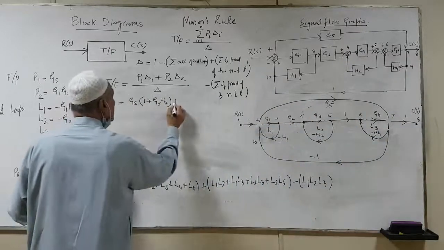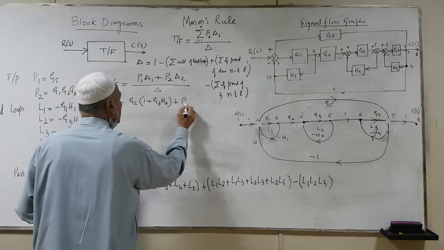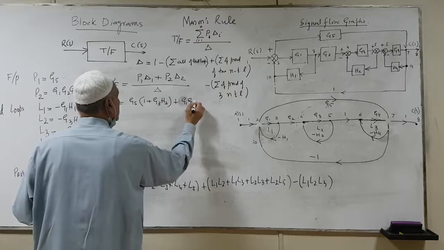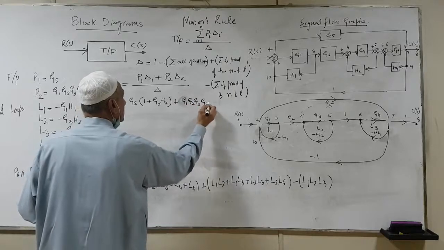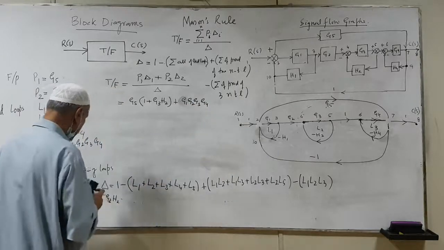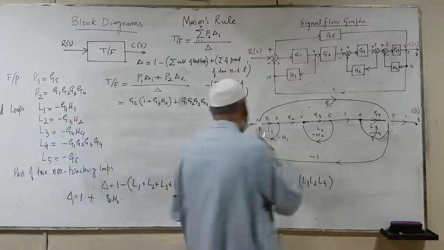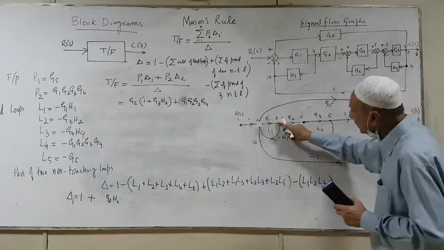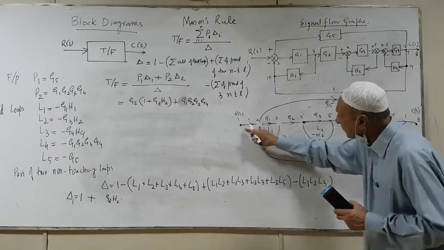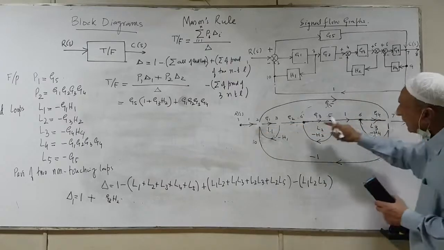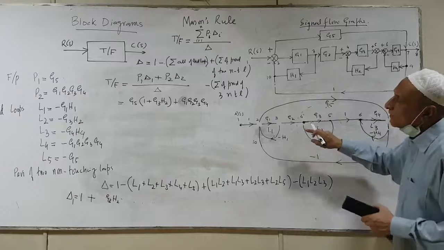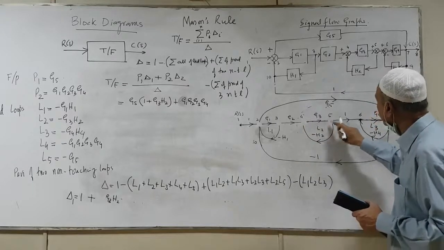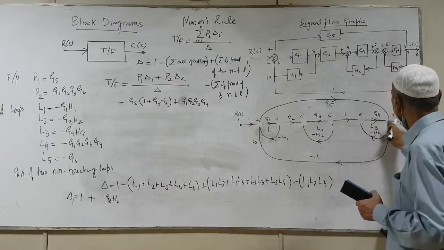Now what about delta 2? Let's find out. P2 is G1, G2, G3, G4. Now what is delta 2? Delta 2, if we remove all the nodes which are traversed from the input towards the output by the path P2, this is the node it traverses, this is the node it traverses, this is the node it traverses, and of course this is the node.